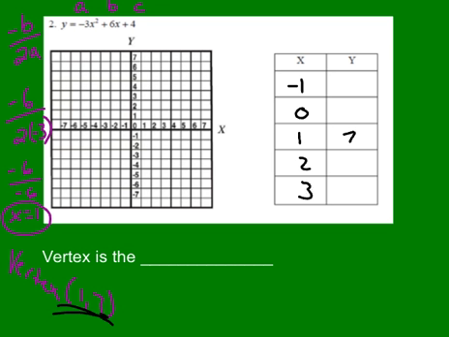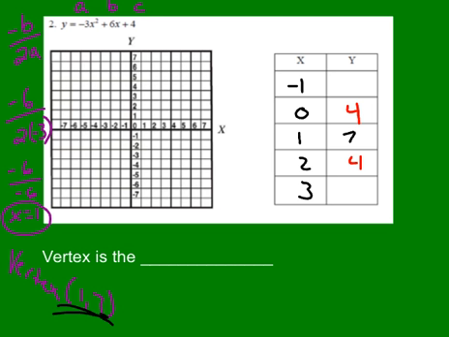Okay, so now, negative 3 times 0 plus 6 times 0 plus 4. 0 squared is 0. You're just going to have 0 and 4. Let's do 2 once. Okay, I'm going to have negative 3 times 2 squared plus 6 times 2 plus 4. 2 squared is 4 times negative 3 is negative 12 plus 12. So that goes to 0 plus another 4. 4.